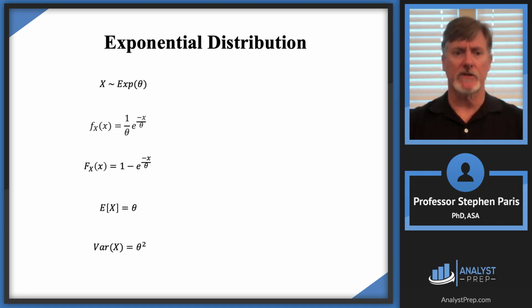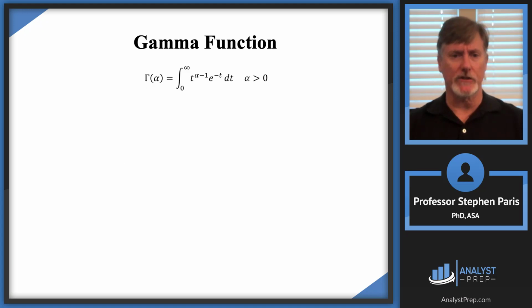These are some of the facts that you need to commit to memory with that exponential distribution. Before I get to the gamma distribution, I want to talk about something called the gamma function. The gamma function is defined this way: gamma of alpha is the integral from 0 to infinity of t to the alpha minus 1 times e to the minus t dt, for alpha values being greater than 0.